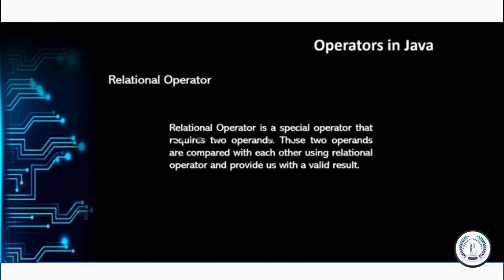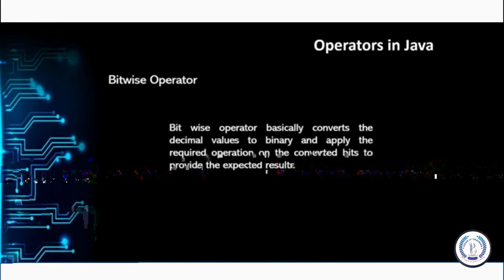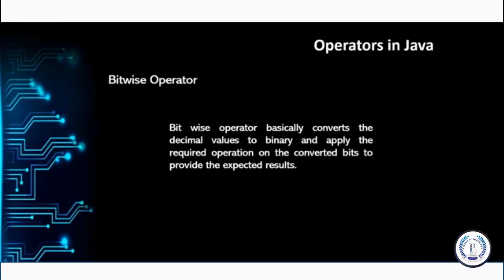Now, let us move ahead and understand the bitwise operator. Basically, the bitwise operator is applied on the bits. For example, if we provide a number to the variable, that particular number will be converted into binary format, and after that, the operation will be applied on the bits one by one. Let us execute a sample program to understand bitwise operators in a much better way.